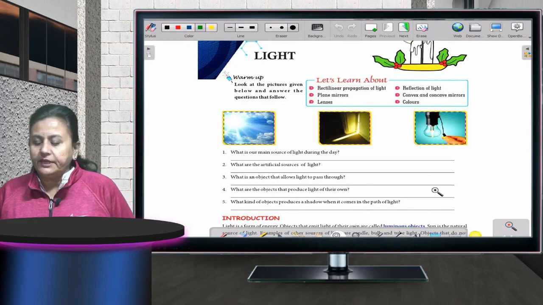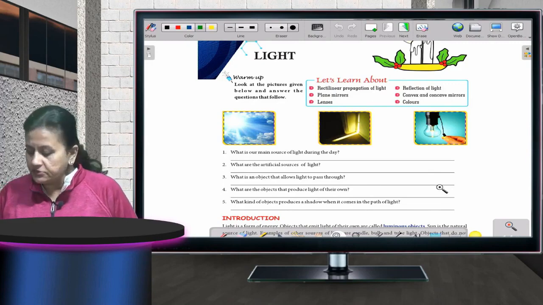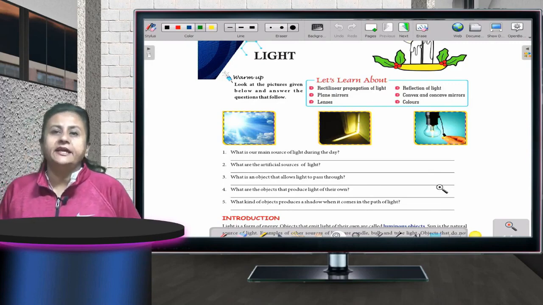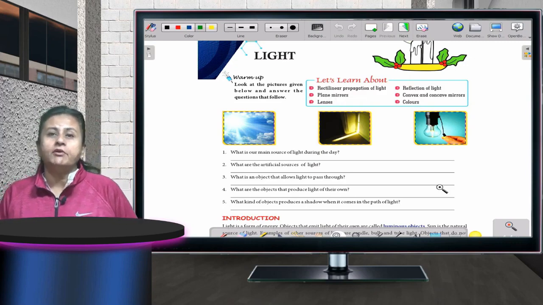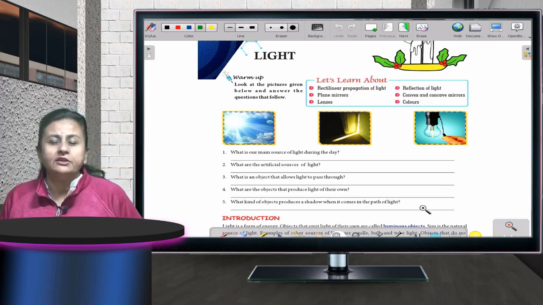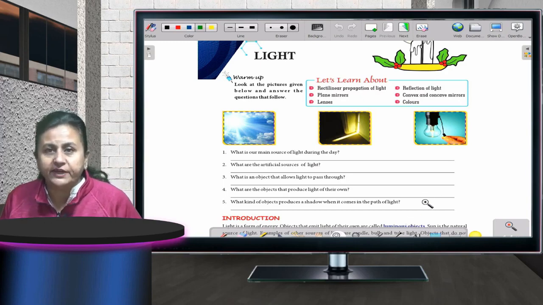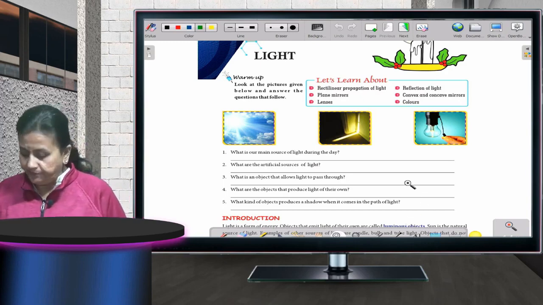The topic for the day is light, as you can see on your screens also. So children, what is light? First of all, light is a form of energy. It is a form of energy which makes anything visible. In case there is no light right now, you won't be able to see me. It is just due to the light that you can see me. Fine children, so let's start the topic.